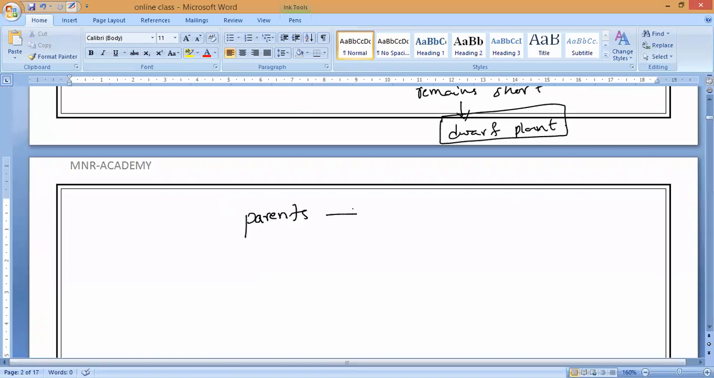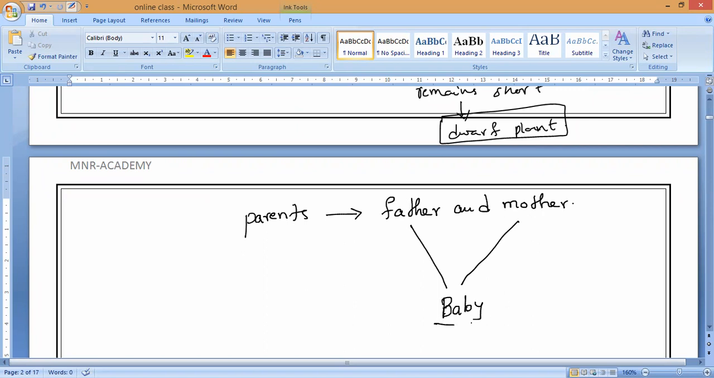Parents means who? Can anybody say? Who are the parents, guys? In humans, one is the father and another one is what? Mother. So now let us see. If father and mother are involved in sexual reproduction, they produce a baby. This baby may be male or female, it doesn't matter now. We are talking about the hair color of the baby. Now let us take that the father has one type of hair and the mother has another type of hair.